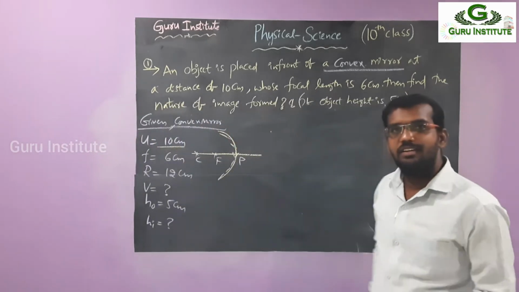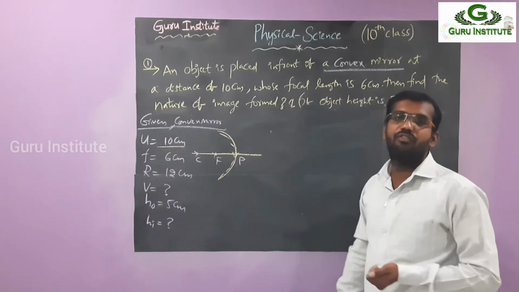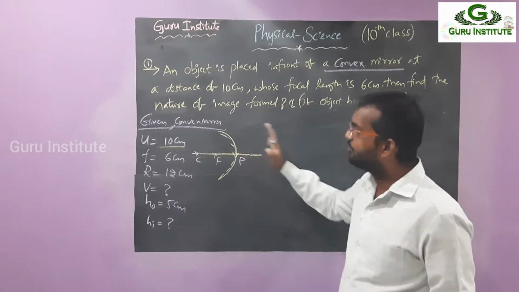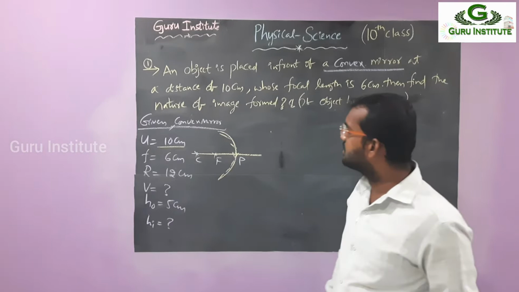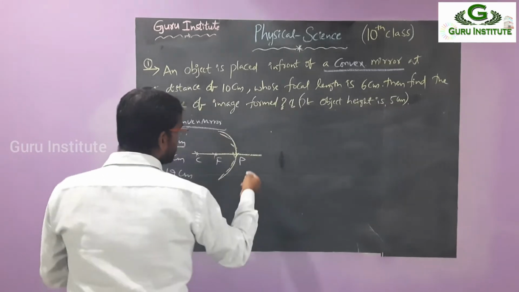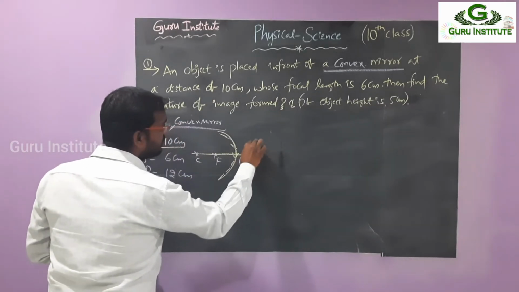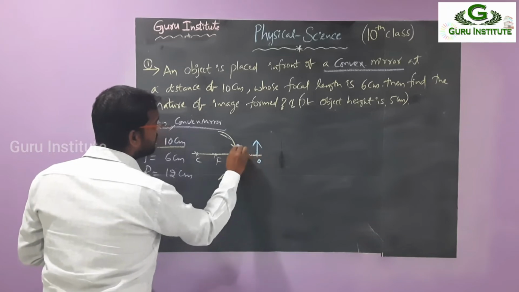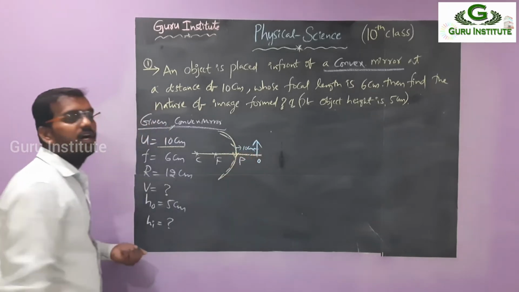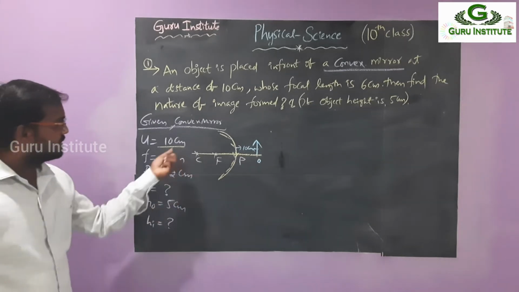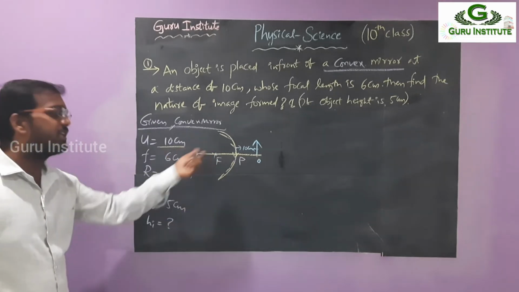In case of convex, what happened? The object is always placed in front of the mirror. We are not able to keep it behind, right? All are the same, so we are taking the object distance 10. Here the object is there. What is the distance of the object? 10 centimeter. In this one, we need not know the nature of F and C. There is no such case for F and C in a convex mirror.